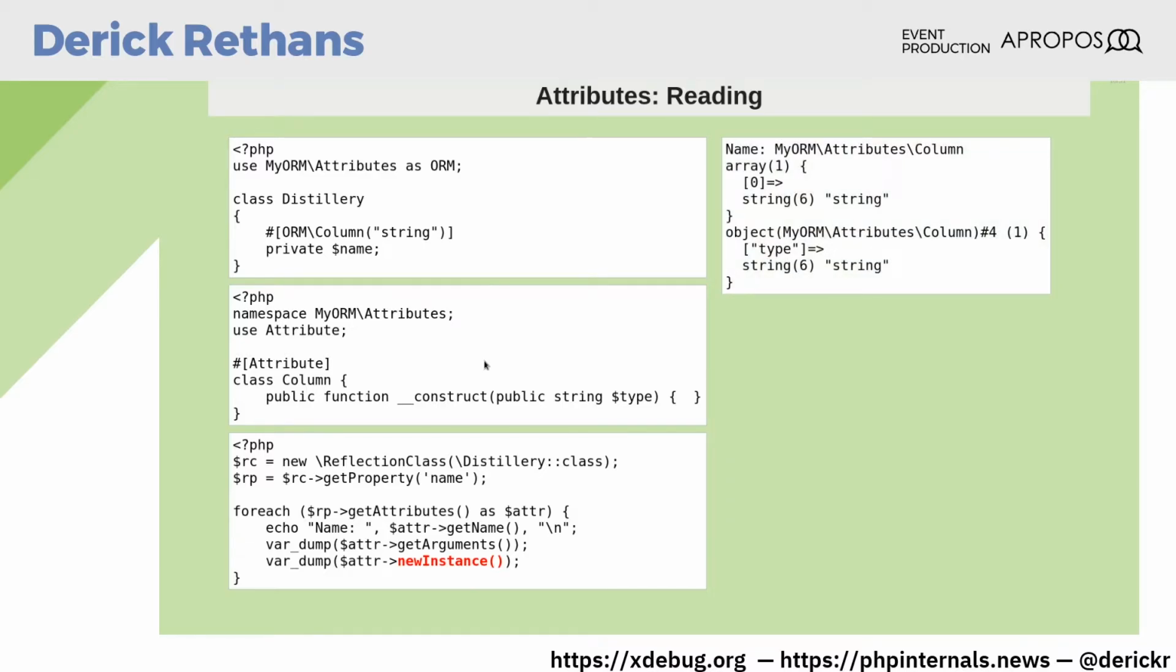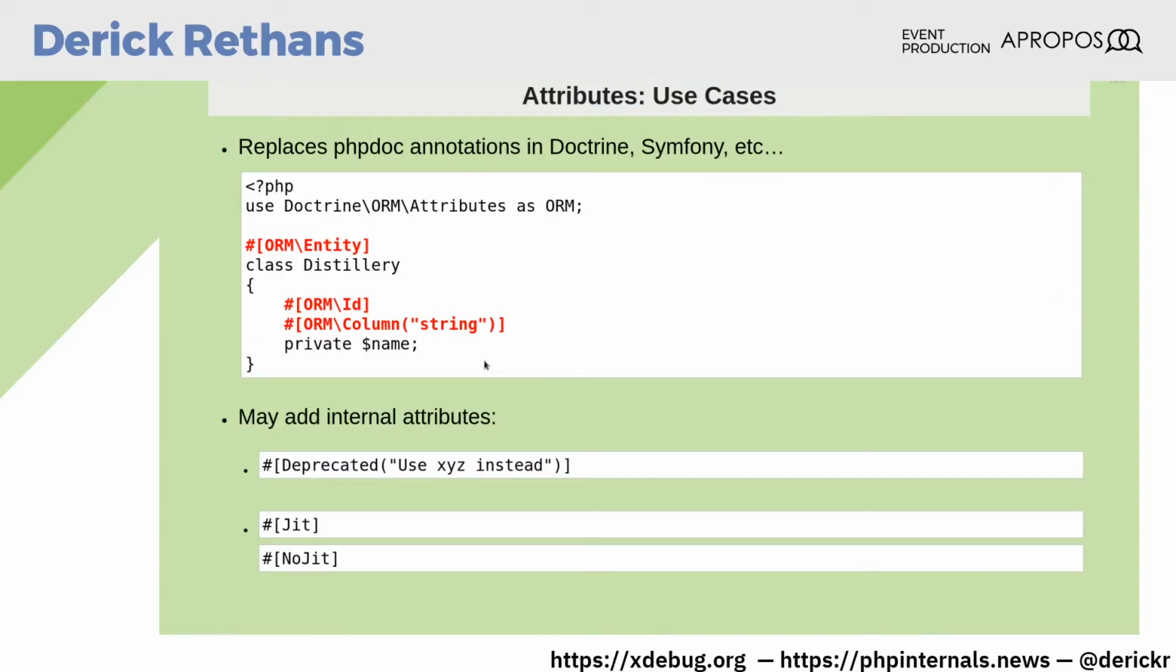And then the result of this little script here will be the following, so not particularly interesting. So where are these attributes? What is the use case? Well, I've already covered, for example, Doctrine ORM, but there's also cases where you can set up routes for Symfony or Laravel, things like that.